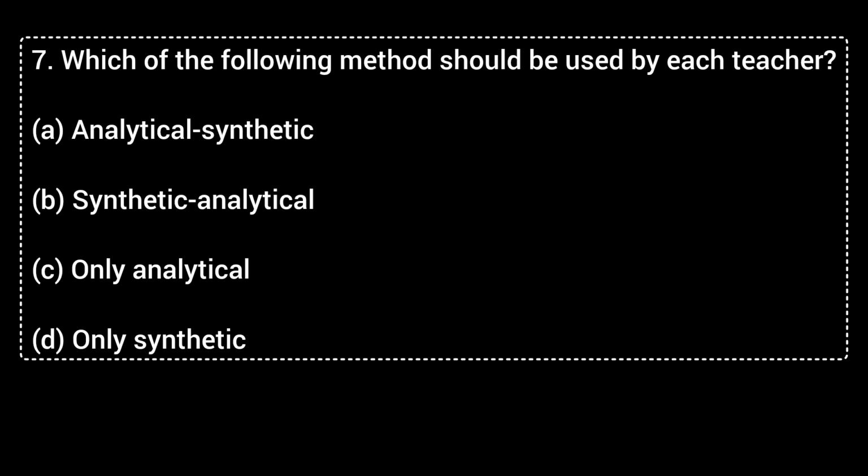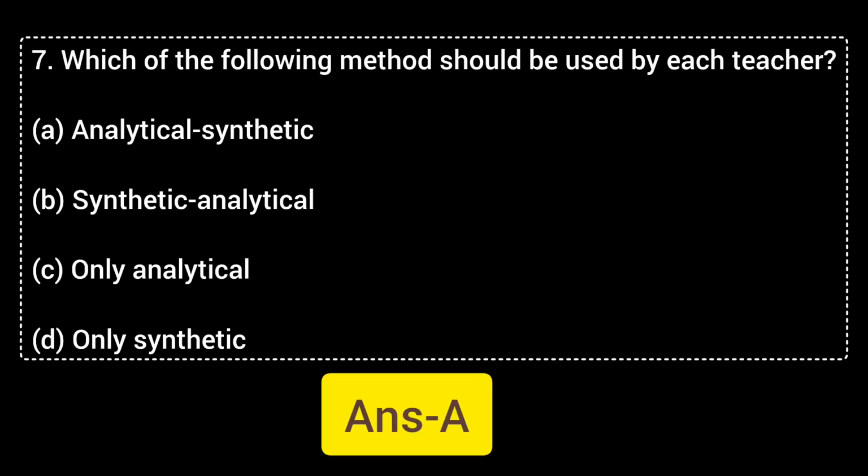So here, by seeing all the options and also by understanding, I hope now you are able to guess the answer. So yes, the answer is option number A, that is analytical to synthetic. At first the teacher has to speak out the sentence for the students to learn, and thereafter only the student is able to have that mental process of combining the detailed elements of language.